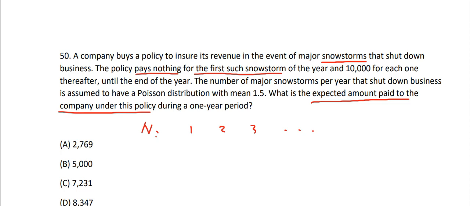So payment is: the first time pay 0, the second time they will pay so much for each one. So just pay one time. Let's see. The policy pays nothing for the first such snowstorm, and so much for each one thereafter.